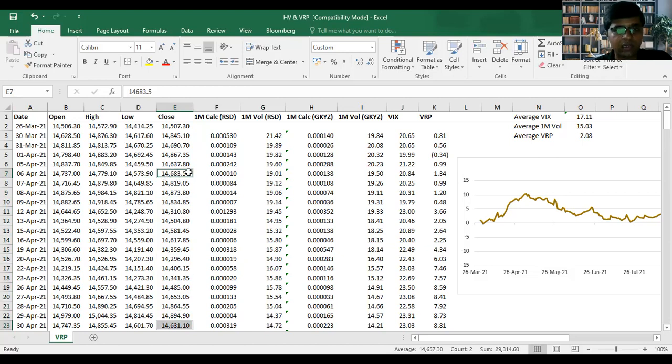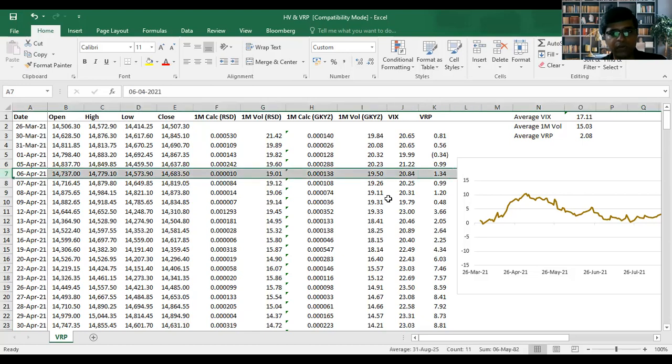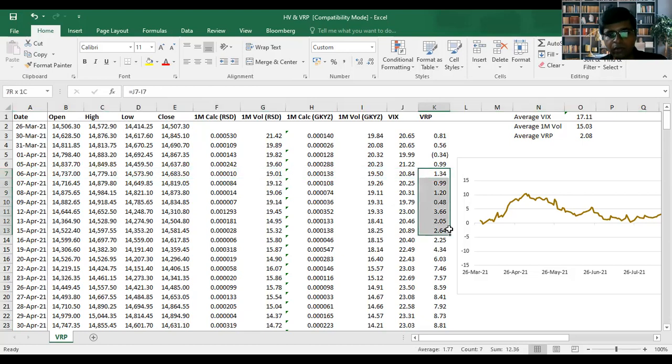So if somebody would have sold the Nifty straddle on 6th of April at the end of the day and kept on holding till the expiry of the April month contract, then the entire premium of around 40,000 would have been pocketed by that person on one lot. And you can see that the VRP, which is volatility risk premium, which was 1.4 on 6th of April, went up to 8 and 9 till 30th of April.